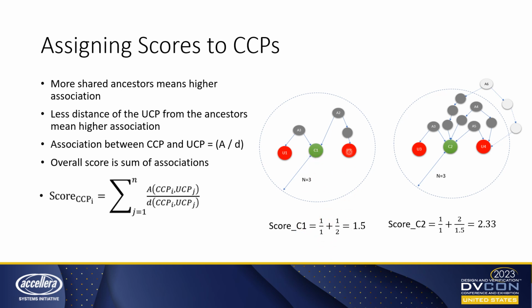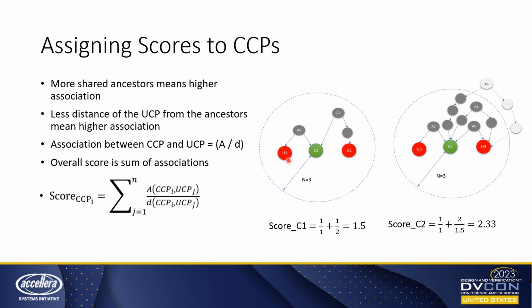And on this side, between the C1 and U2 pair, there is also one shared ancestor, but the distance from the shared ancestor to the UCP is 2. So this term is 1 over 2. And overall, the score for C1 is 1.5. If you do the math here, you will see the score for C2 becomes 2.33.